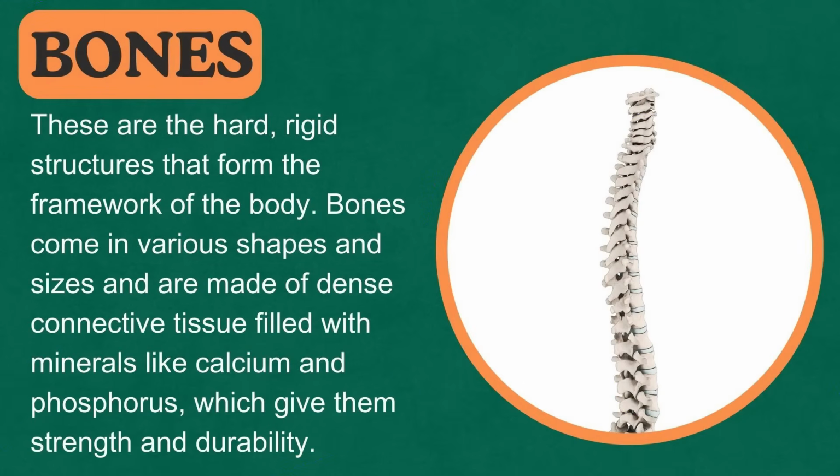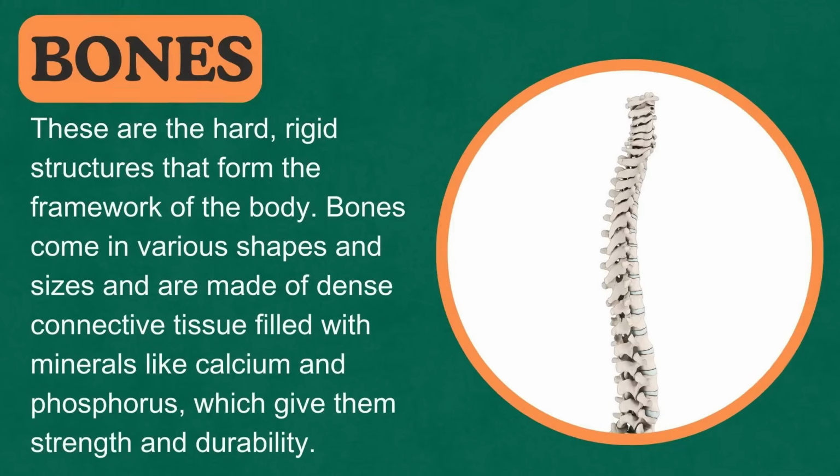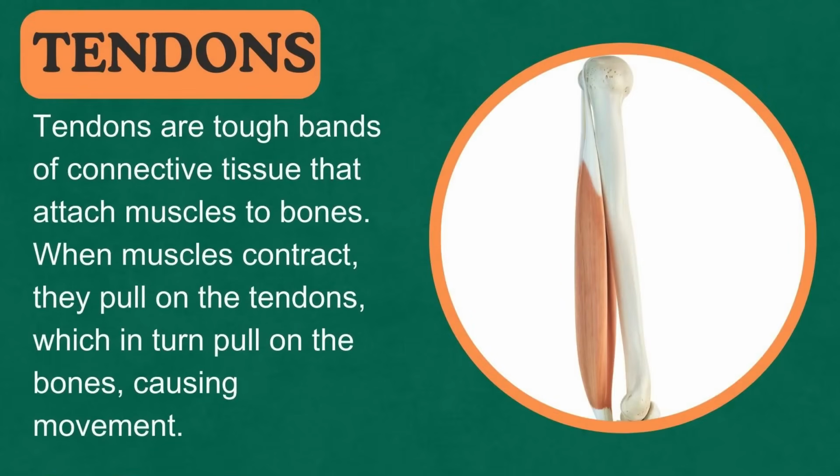Bones, these are the hard, rigid structures that form the framework of the body. Bones come in various shapes and sizes and are made of dense connective tissue filled with minerals like calcium and phosphorus, which give them strength and durability. Tendons are tough bands of connective tissue that attach muscles to bones. When muscles contract, they pull on the tendons, which in turn pull on the bones, causing movement.